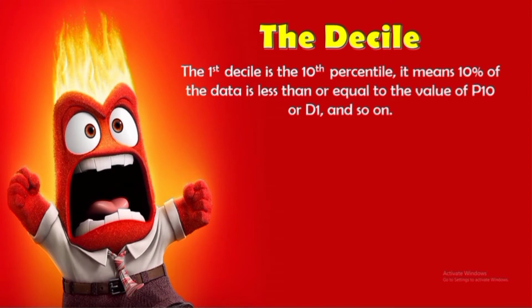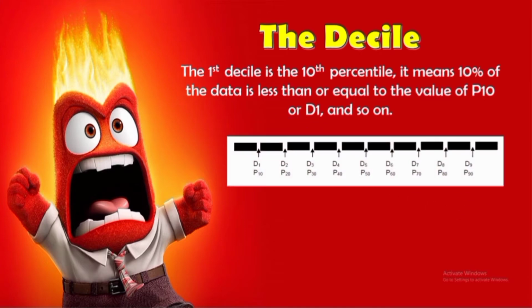The first decile is the 10th percentile. It means 10% of the data is less than or equal to the value of the 10th percentile or first decile, and so on. Now look at this given illustration. First decile is less than or equal to the 10th percentile. Second decile is less than or equal to the 20th percentile. Third decile is less than or equal to the 30th percentile, and so on.